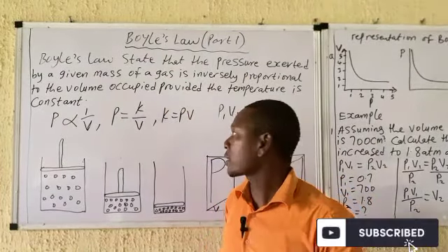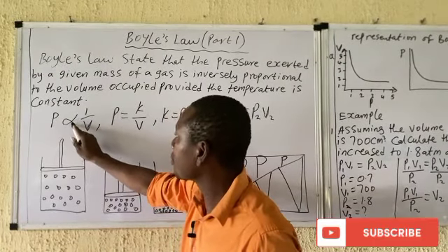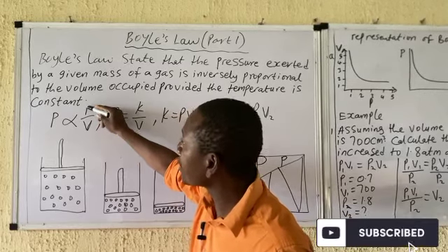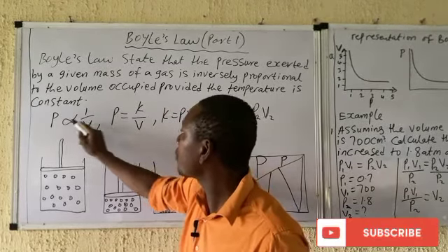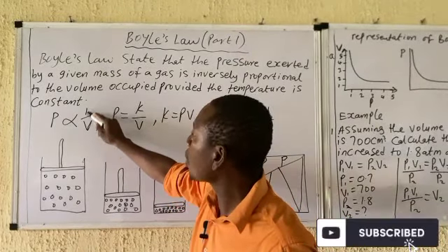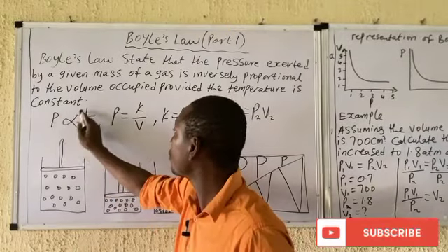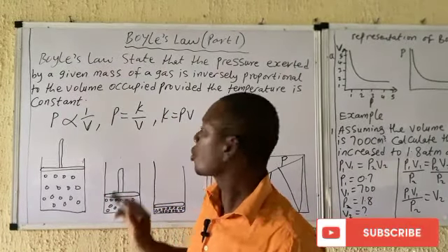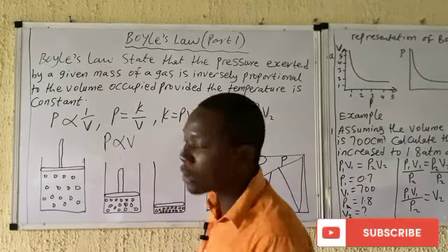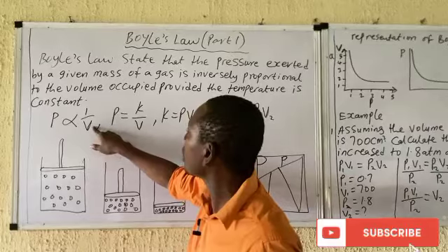Now, note this fact. P is inversely, this is the proportionality sign. So, it's inversely proportional, that's the reason why it's 1 all over V. So, P is inversely proportional to what? The volume. Because it's 1 all over V, that means it's inversely proportional. Assuming it's directly proportional, it will now be P, then V. So, note that direct proportionality will mean P, V. But in this case, P is actually inversely proportional to V.